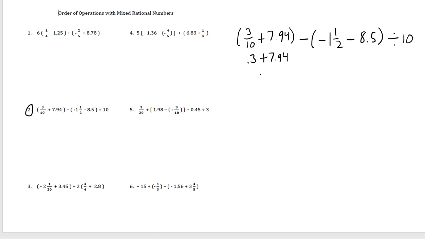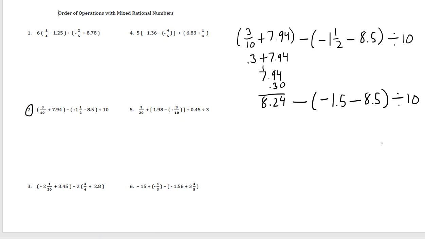Okay, so then to combine those, 7.94 and 0.3, I'd line up the decimals, and that gives us 8.24. Minus, inside our other parenthesis, we have a negative 1.5, and as a decimal, that's just going to be a negative 1.5. Then we have a subtract 8.5, and then that's going to be divided by 10. Okay, here's where we're at. We're in this parenthesis right here. Okay, this is a subtraction problem, so we are going to do same, change, change.